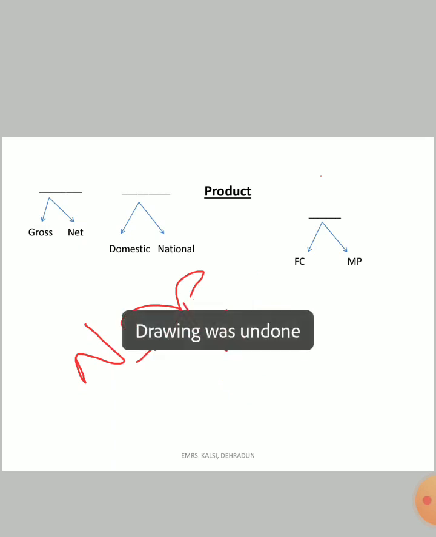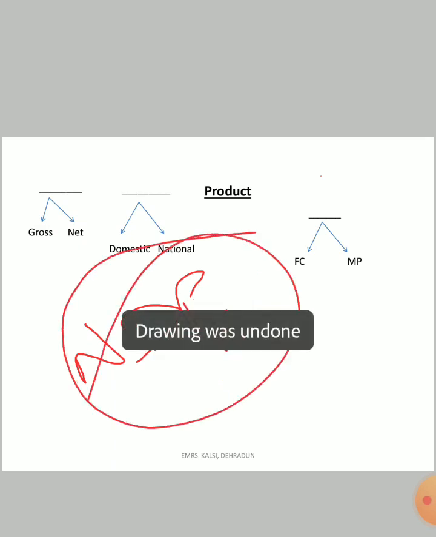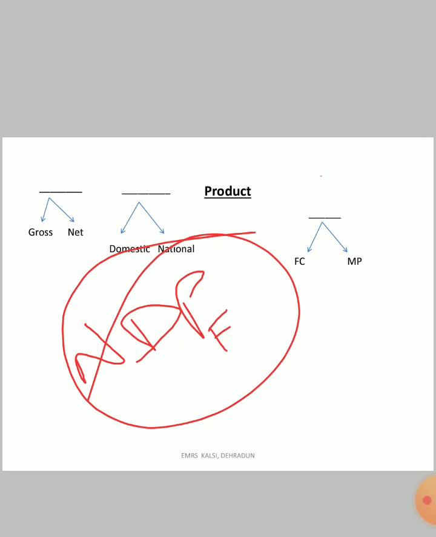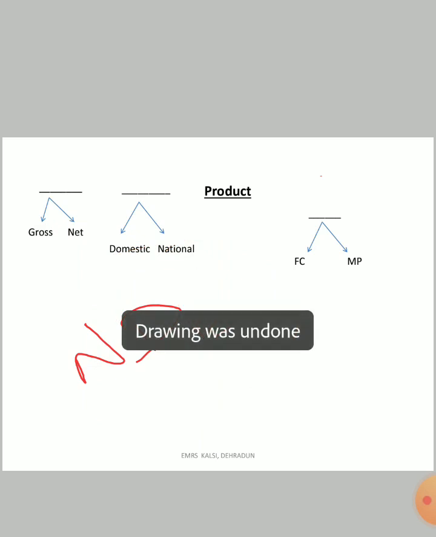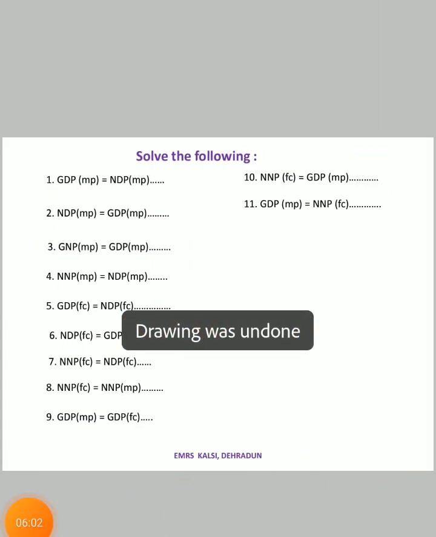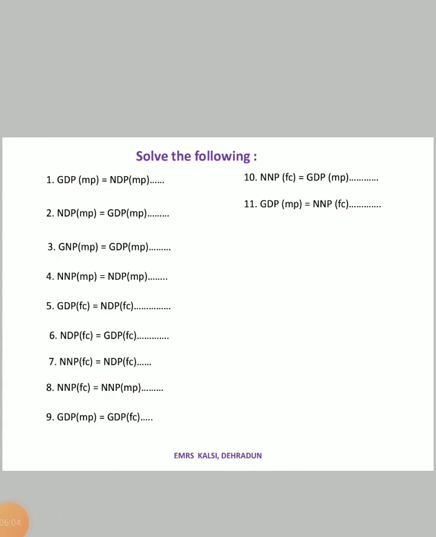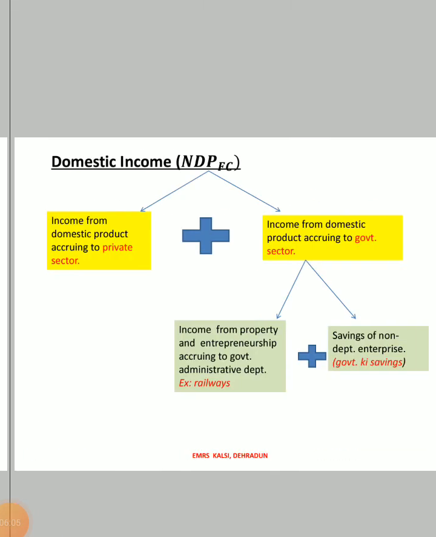So you have to convert this whole thing. Like you have to convert NDPFC into GDPMP. For this conversion, you will require the NIT, the depreciation, and the NFIA. We will see how to convert it. Now these are a few questions. Let's solve them here.